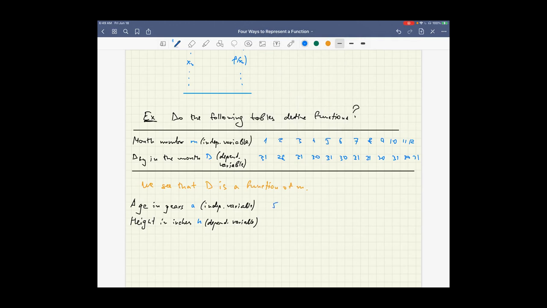The first row is 5, 5, 6, 7, 8, 9, 10. And the second row is 40, 42, 44, 47, 50, 52, and 54.